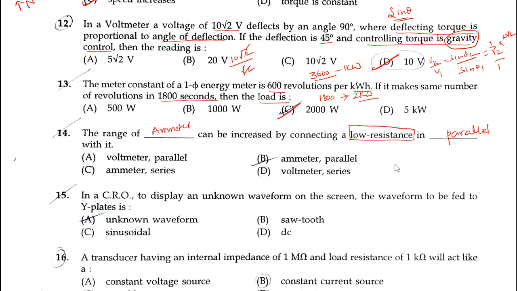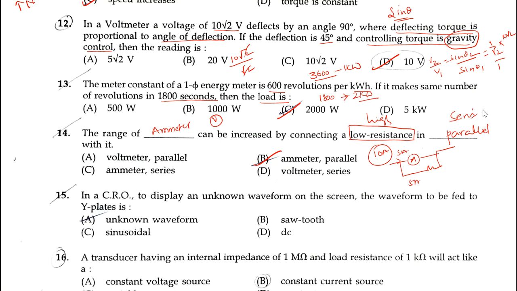Why, sir? Because suppose, for example, one ammeter is there, and you have to measure a current of, for example, 5 amperes. Now, the same meter you have to use for 10 amperes, so you have to divert this 5 amperes here with the help of a low resistance. Understand the concept? So the ammeter is in parallel. In case the same question is asked in your examination, if it is a high resistance, then we can say it is a voltmeter, and here it will be series.